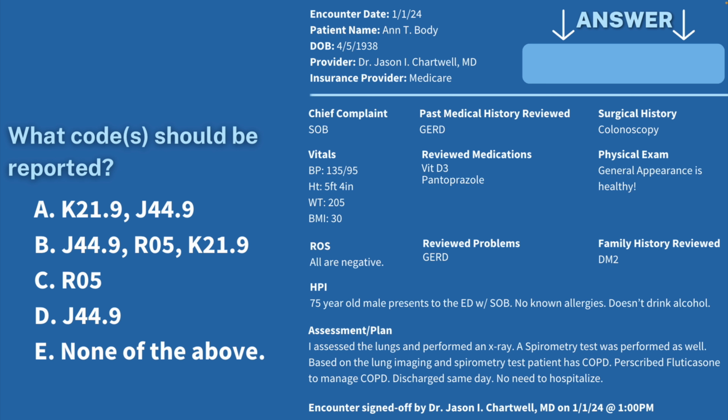The assessment and plan. To explain this, the provider assessed the patient and then came up with a plan to treat this patient for the condition that they diagnosed him with. Provider states, I assessed the lungs and performed an x-ray. A spirometry test was performed as well. Based on the lung imaging and spirometry test, patient has COPD. They prescribed the patient a steroid to manage the COPD. Discharged the same day, no need to hospitalize.